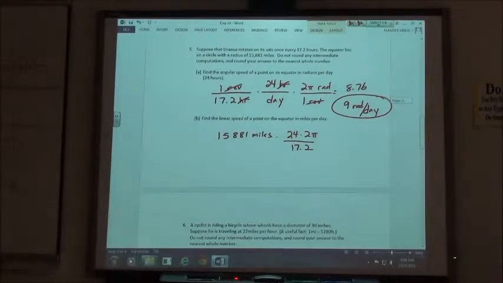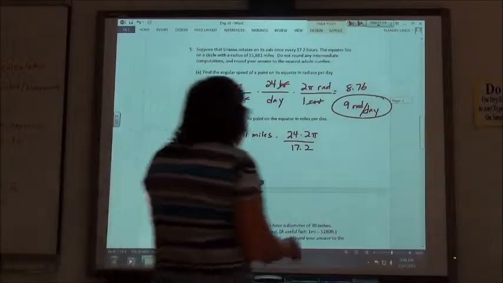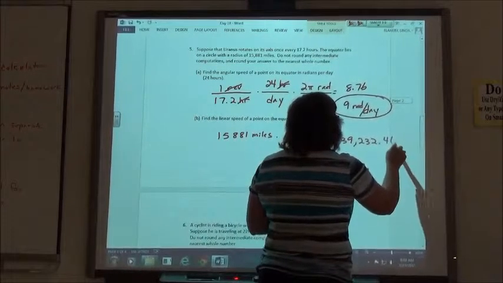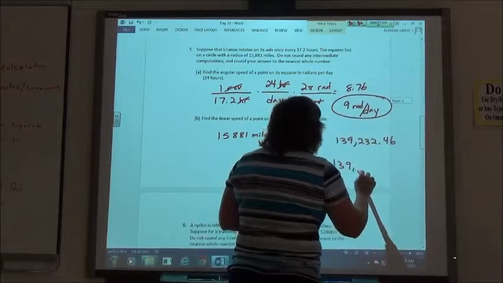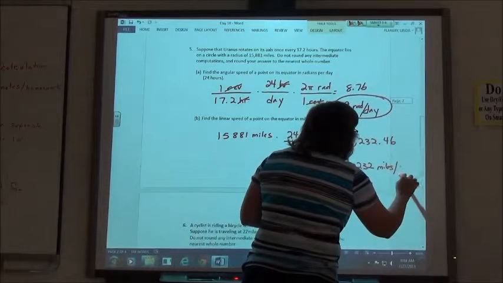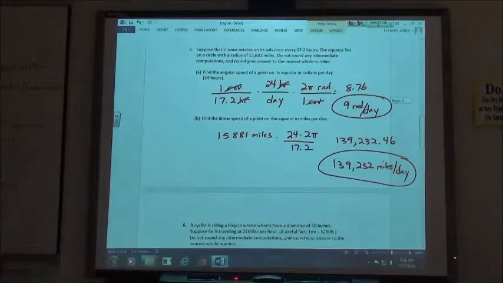So 15,881 times 24 times my 2 pi. I'm going to hit equals, and then I'm going to divide that by my 17.2. And I'm coming up with 139,232.46. So 139,232 miles per day would be my linear speed.